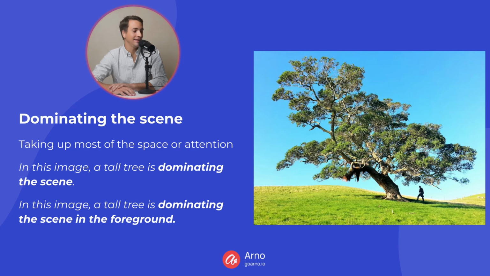Dominating the scene. So this describes something that is taking up most of the space or the attention of the viewer. For example, in this image, a tall tree is dominating the scene. And like we've already seen, we can combine that with even more advanced vocabulary to gain even more points. In this image, a tall tree is dominating the scene in the foreground.